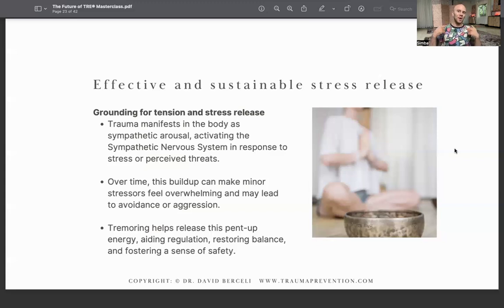I feel I'm not able to feel safe enough to add more tasks and responsibility onto my existing life as it is. And this is not, once again, from your cognition. This is from your body. This is from your nervous system. So when you practice grounding and TRE, it helps you to release this pent up energy, which helps with regulation, digestion, and it really restores balance and allows you to start to feel safe in your own skin.